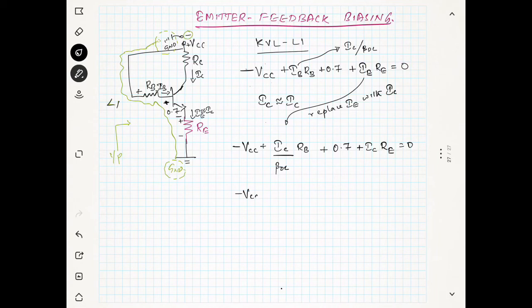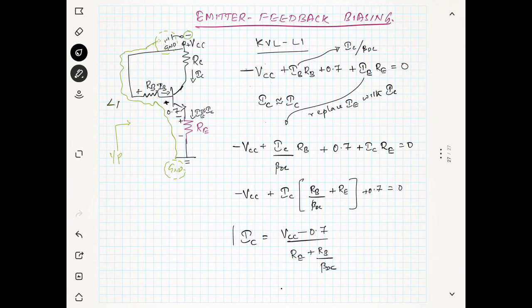So minus VCC plus IC, I will take IC outside, it becomes RB over beta DC plus RE, plus 0.7 equal to 0. So what is the equation for IC? IC is equal to VCC minus 0.7 over RE plus RB over beta DC. Okay, this is the equation for emitter bias, emitter feedback bias.